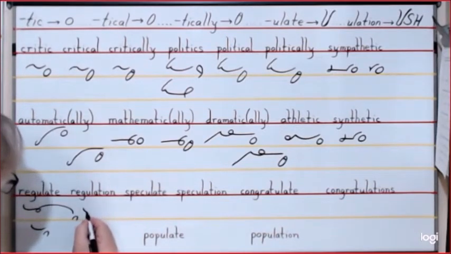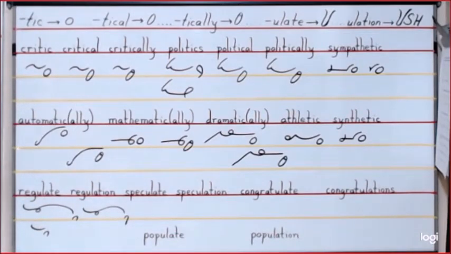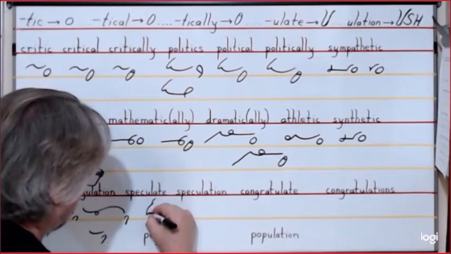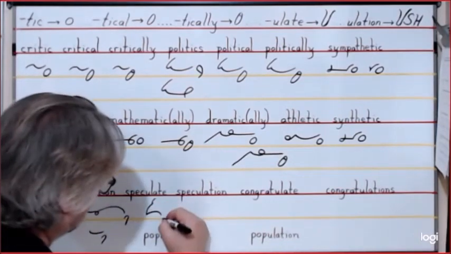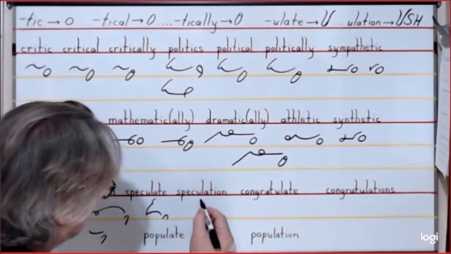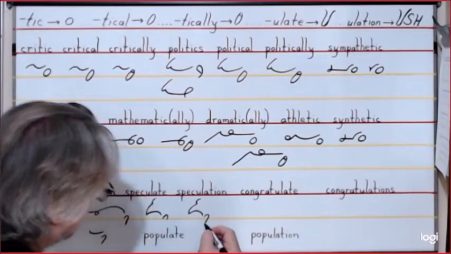Regulation, REG, and a disjoined USH, but you can also shorten this also and write an R and then a USH. Speculate is SPK and then disjoined U. Speculation is an SPKUSH, disjoined.